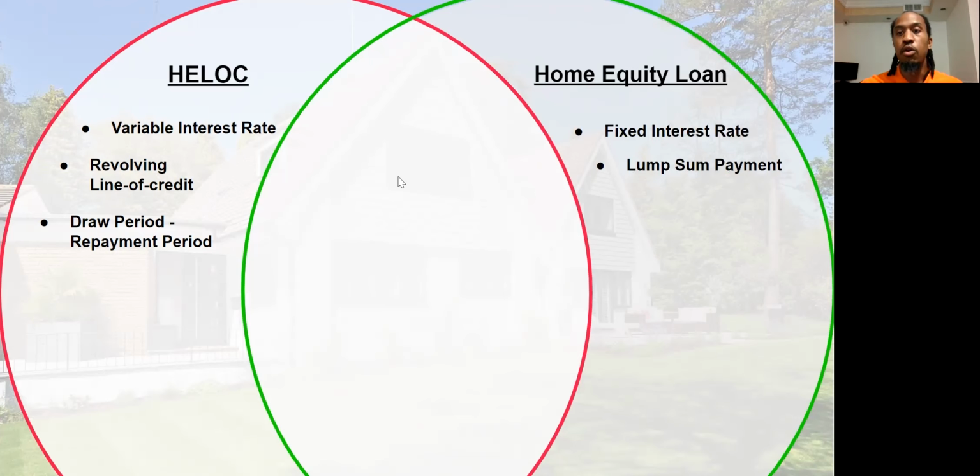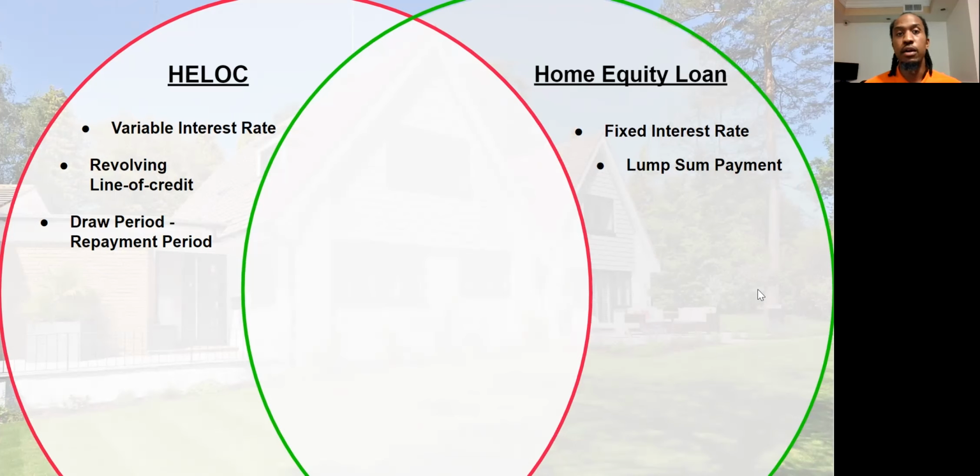Moving over to the home equity loan, we have a fixed interest rate. As opposed to the HELOC, which has a variable interest rate, home equity loans have a fixed interest rate, and you also have a lump sum payment. The HELOC, as we stated, is a revolving line similar to a credit card that you can charge up, pay off, charge up, pay off anytime within that draw period of 5 years or 10 years, however long your draw period is.